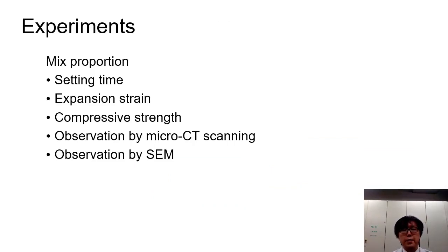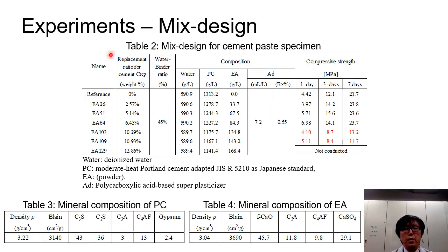From here, I will explain the experimental plan and the experimental results. The contents of the experiment are shown here. Here is the mixed proportion plan. The main parameter of the experiment was the replacement ratio of the expansive additive with cement, which is from 2.6% to 12.9%. The water binder ratio is 45%.